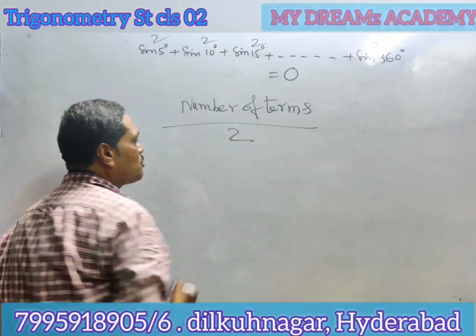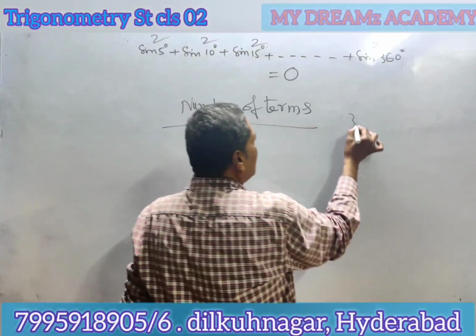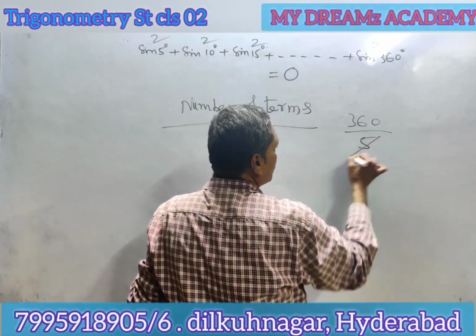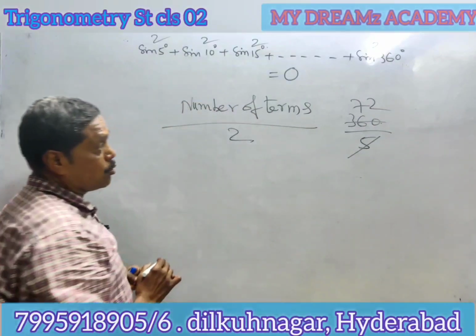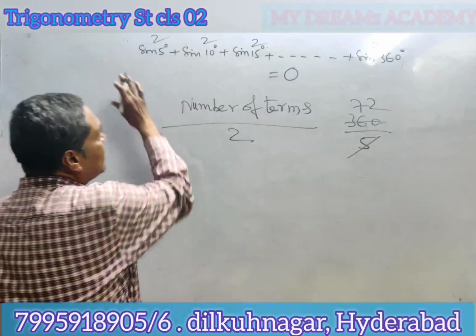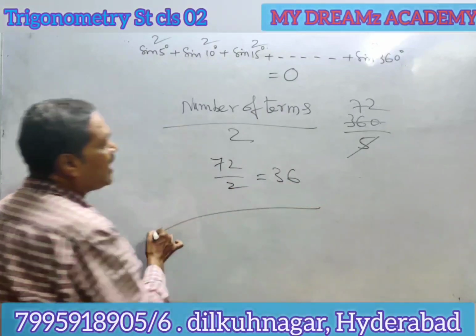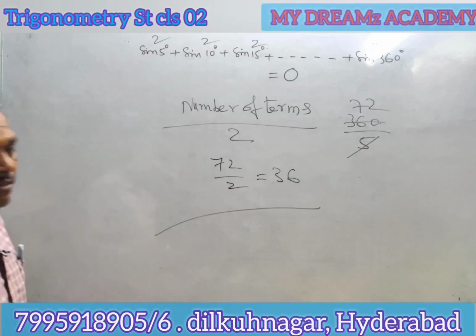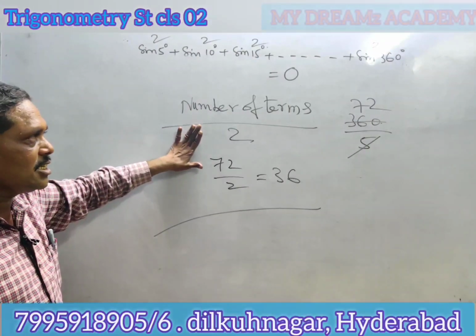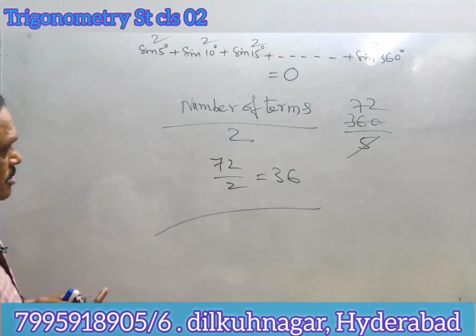By number of terms by 2. How many terms are there here? 360 by 5, 72 terms are there in total. So if it is square, answer is 72 by 2, which is 36. In this way, you can remember sine and cos. If it is given without square, answer is 0. With square, number of terms by 2. That is your answer. Okay.